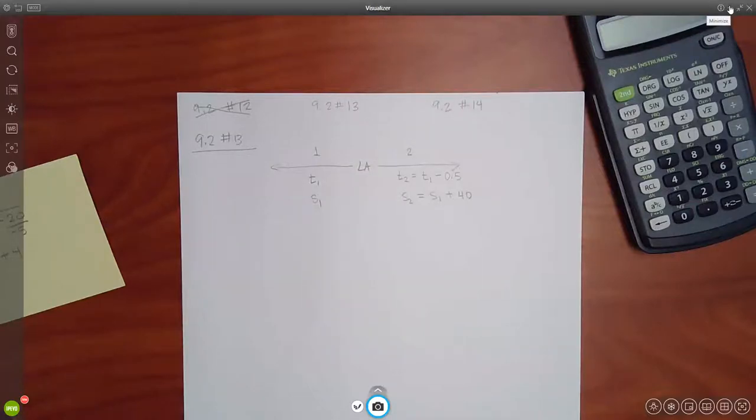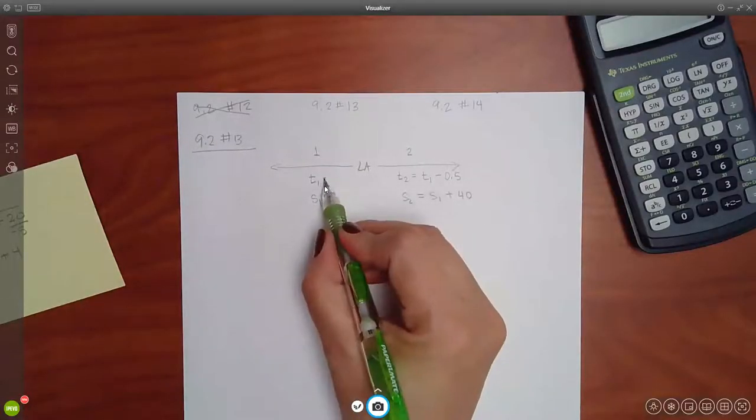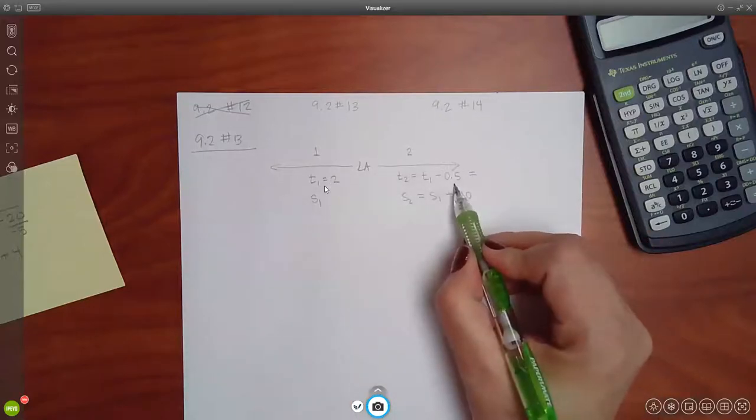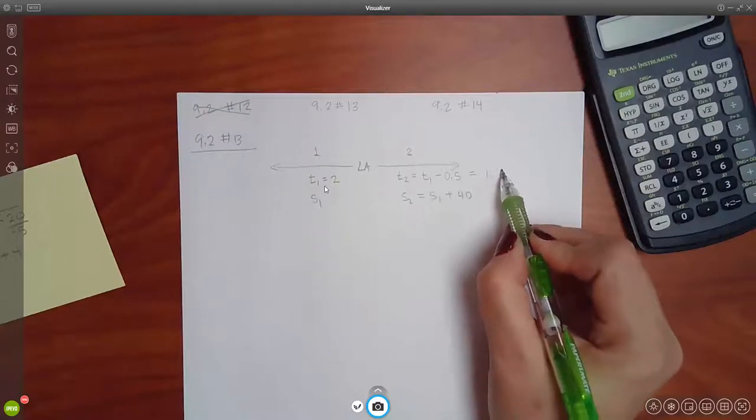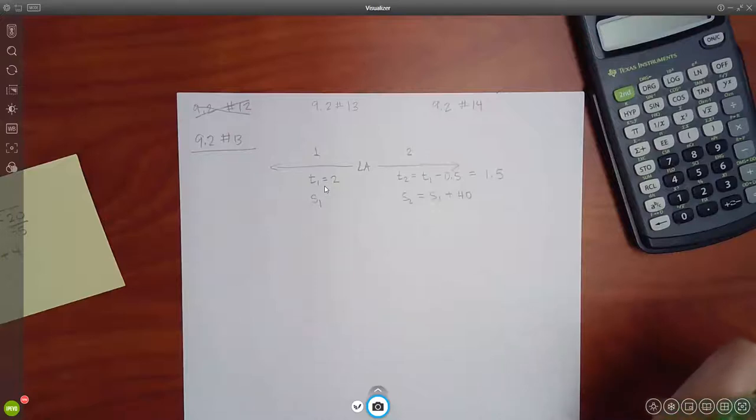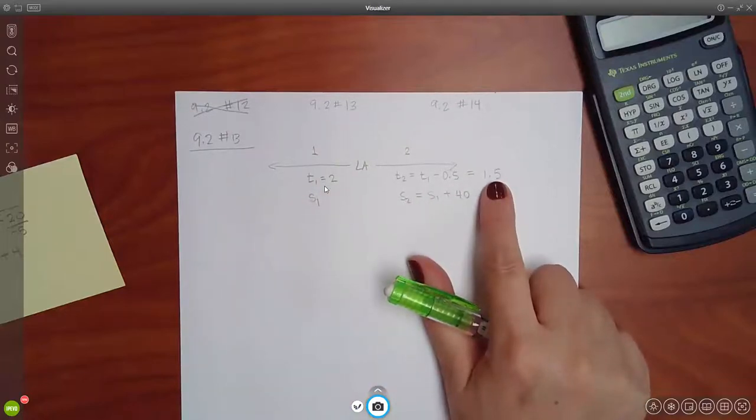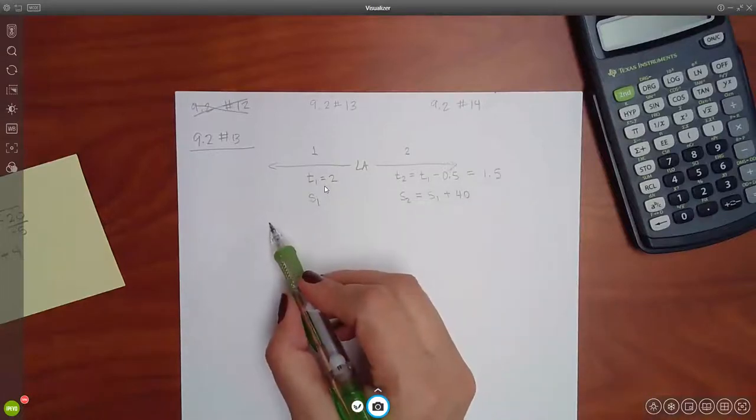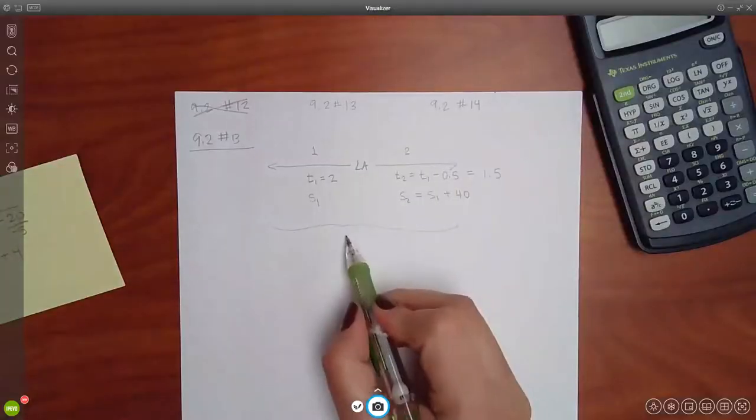Let's see what the next sentence tells us. It says, find the speed of each plane when 2 hours after the first plane departs and the planes are this many kilometers apart. Okay, so now it's telling me how many hours the first plane has flown. So now I don't need to know this. I know this is 2 hours. And so that makes this what? How long would this guy be flying then if that guy flew for 2 hours? Not 2.5, 1.5 hours because he left 30 minutes later, right? So he's flying 30 minutes less than the other guy. So if he flew for 2 hours and he left later, he's only going to be flying for 1.5 hours, okay? But it does tell me that this distance is what number? 3140.